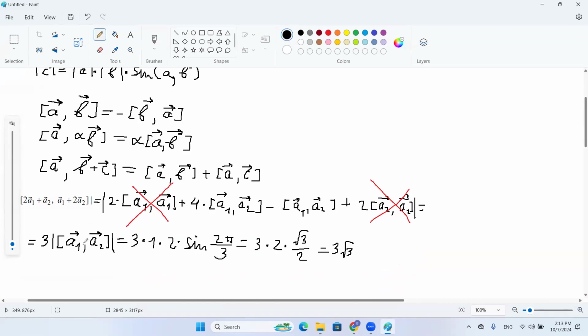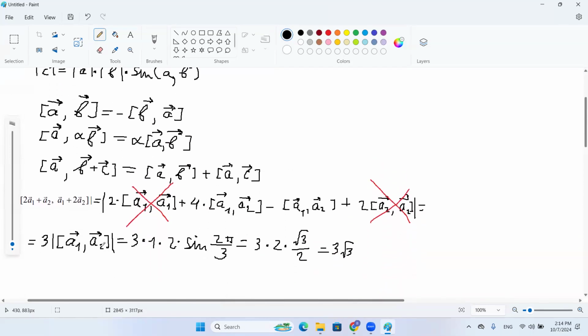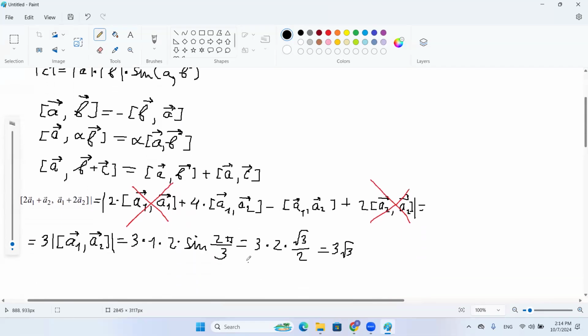And what do we have? We moved 3 out of the module sign, and then we multiply it by the magnitude of A1, which is equal to 1, multiplied by the magnitude of A2, which equals 2, and multiplied by sine that equals square root of 3 divided by 2. And that's actually what we have.